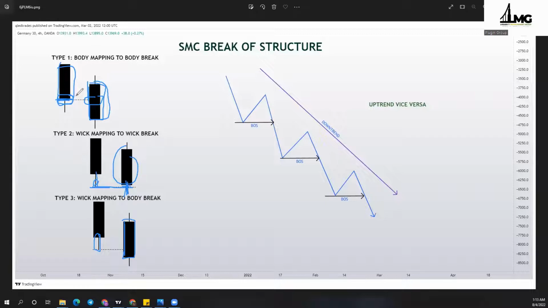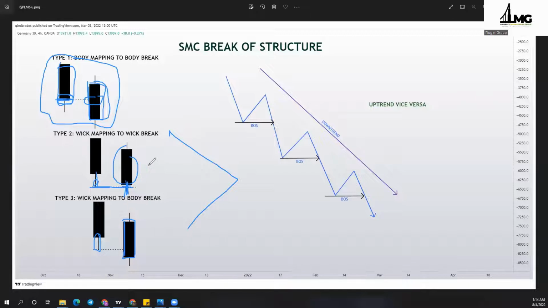So before I jump on the market, I'm gonna try to define them in terms of what they imply when you see them on the charts, right? So this one right here, we don't usually consider it that much, right? We don't usually consider this kind of break of structure, the body mapping to body break. I'll get into why, but I'm gonna cover these 2 instead first, right? So we get the wick mapping to wick break, and wick mapping to body break.